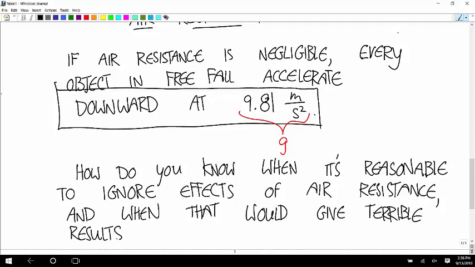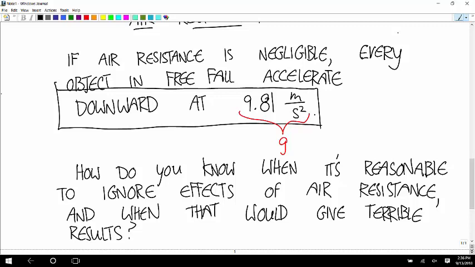Well, here's an example. When we talk about something in free fall, we're talking about something where the only force is gravity, which means the thing can't be touching anything, and the air resistance is negligible. So is it reasonable to say that any object that is not touching any other objects accelerates downward at around 9.81 meters per second squared?